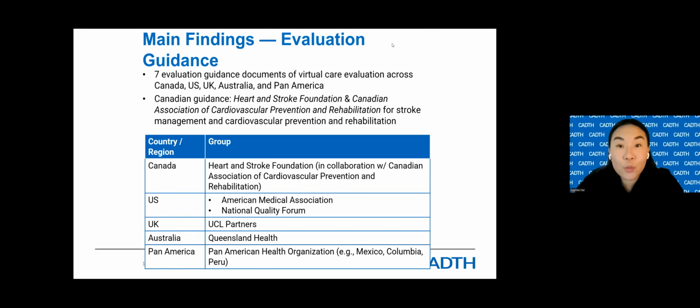Okay, so in total, we identified 7 evaluation guidance documents to inform evaluations from the perspective of Canada, United States, United Kingdom, Australia, and Pan America. So in particular, the Canadian guidance came from the Heart and Stroke Foundation, and as well the Canadian Association of Cardiovascular Prevention and Rehabilitation. So accordingly, we focused on stroke management and cardiovascular prevention and rehabilitation. And to highlight, the Pan American document was from the Pan American Health Organization, with representation mostly from Colombia, Mexico, and Peru, but there is no representation from Canada. Okay, next slide, please.